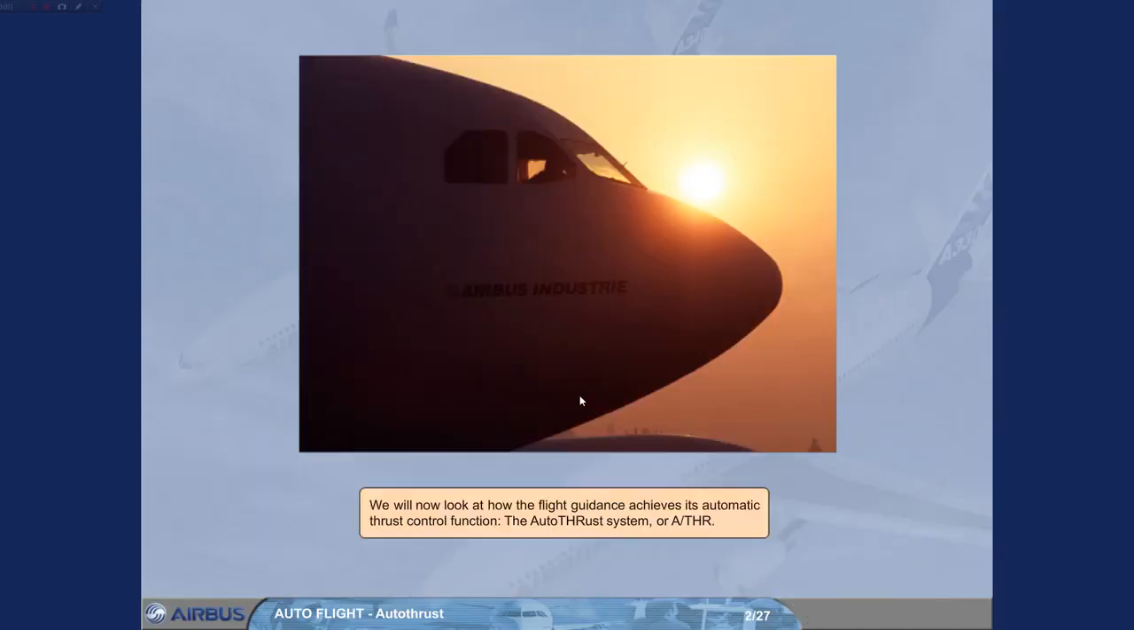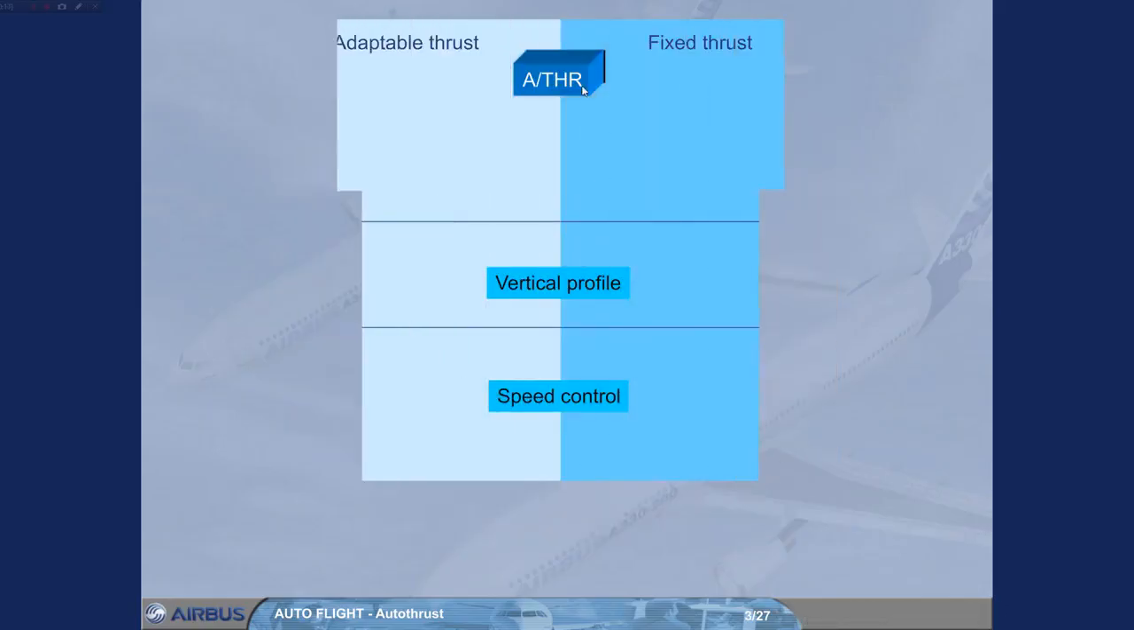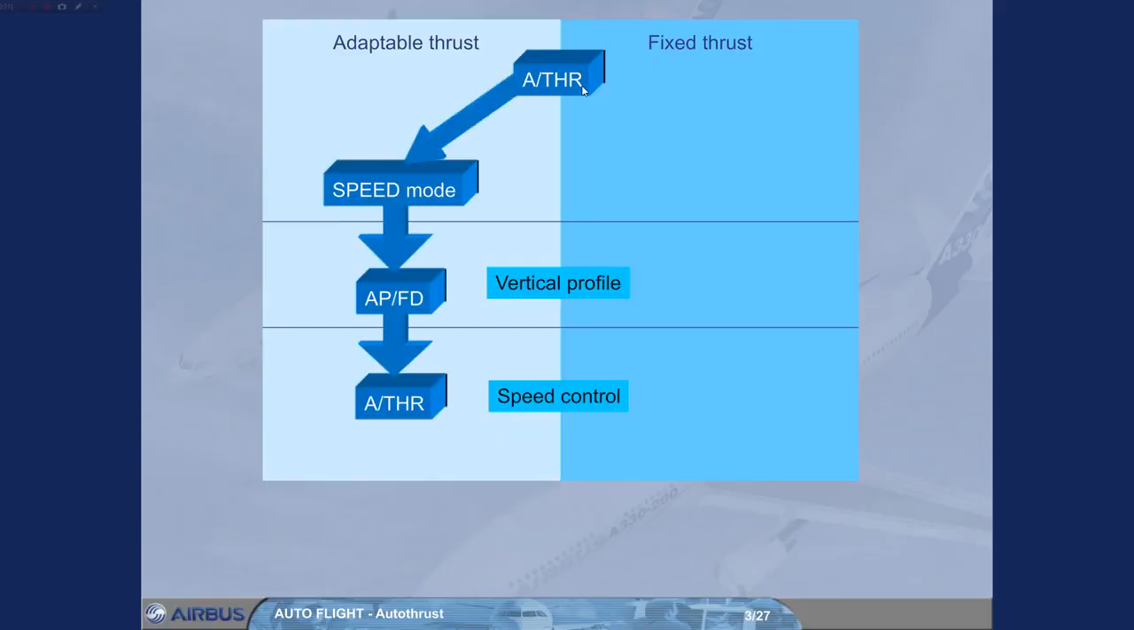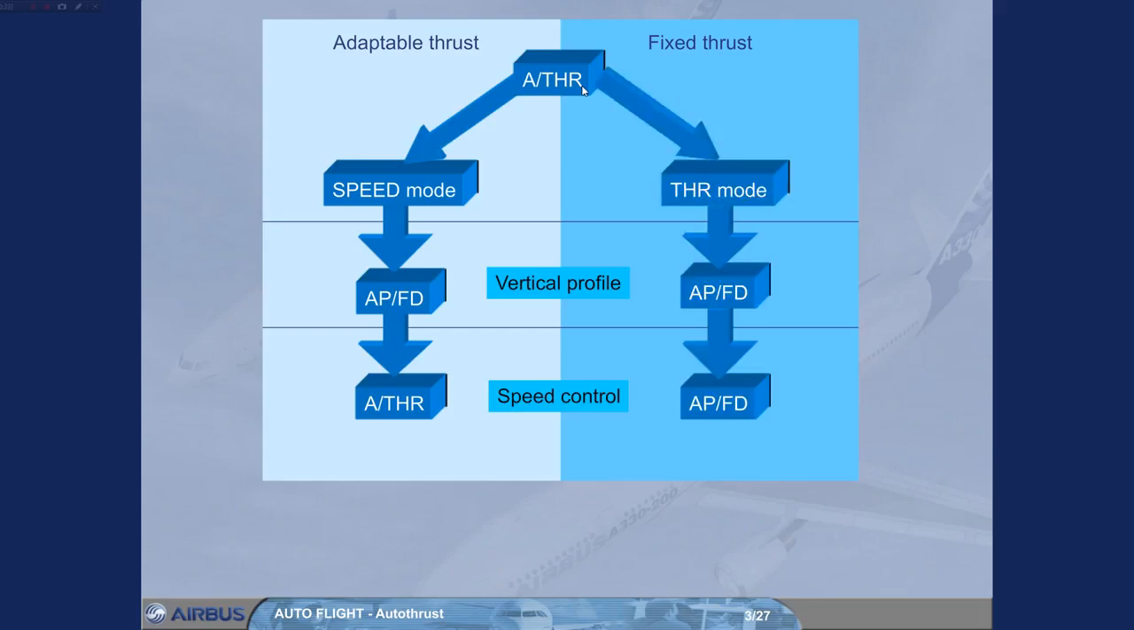We will now look at how the flight guidance achieves its automatic thrust control function, the autothrust system or autothrust. The autothrust can work in two different modes. Speed mode: the autothrust continuously adjusts the thrust in order to maintain a target speed or Mach, e.g. during cruise or approach. Thrust mode: the autothrust sets a given thrust, e.g. max climb or idle.